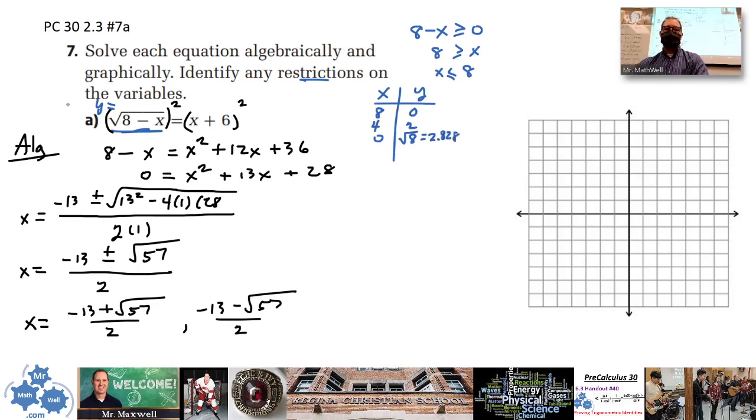I know this is a radical function, okay? So let's see what happens. 0, 2, 3, 4, 5, 6, 7, 8. Okay, 8's going to be over here. I'm going to put 8, 0 over there. 4, 2, 1, 2, 3, 4, positive 2. And 0 and 2.8. Now, if I went further, we would see something like this. We have a radical-looking equation.